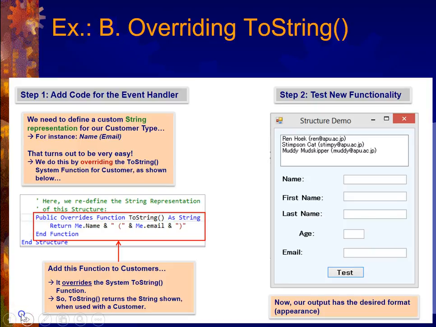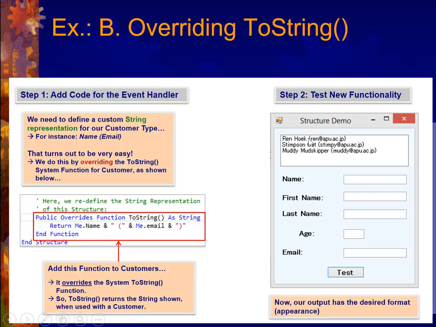Okay, so why didn't it display properly? Well, if you think about it, what should it display up here? For example, we had it display Ren, Huck, and this. We don't have the age, for example. Or we might have wanted Huck to go first and Ren to go second.